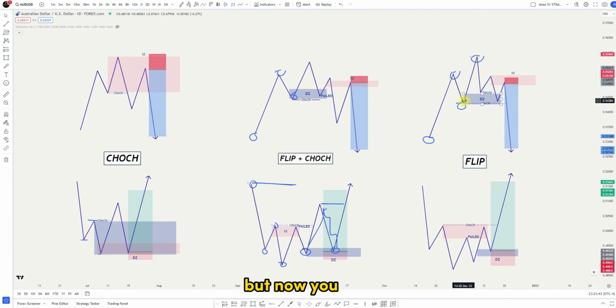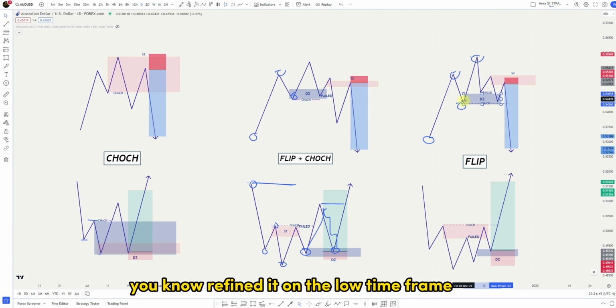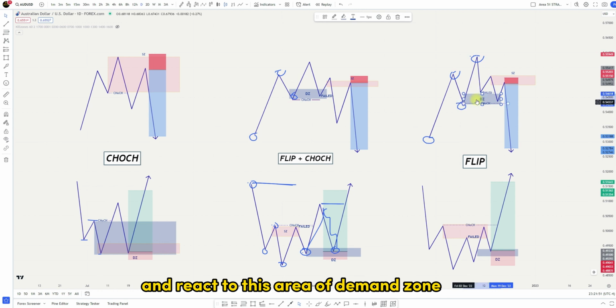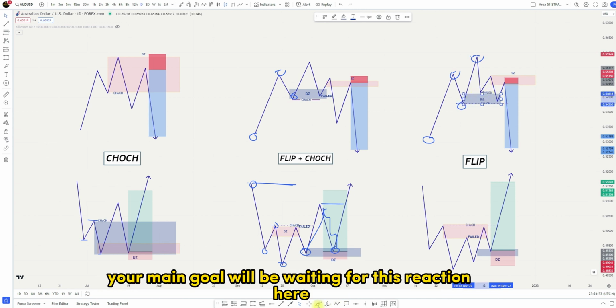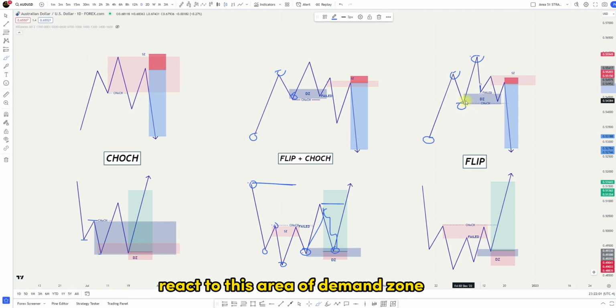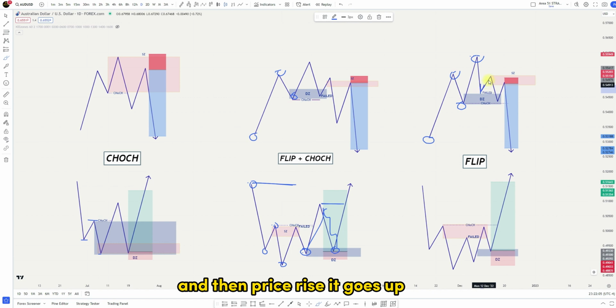But now if you already refined it on the lower time frame, what you're going to be waiting for is the price to come back here and react to this area of demand zone. Your main goal will be waiting for this reaction here. You wait for price to come back over here and react to this area of demand zone in order to validate it, and then price tries, it goes up.